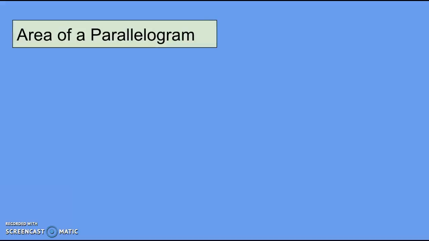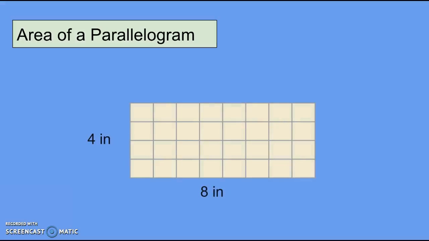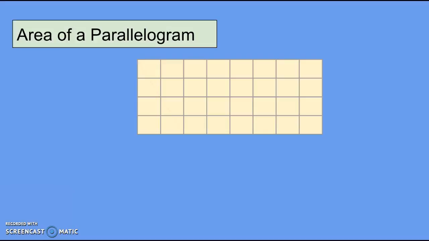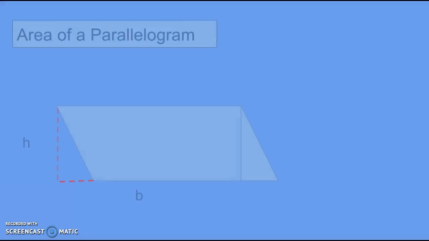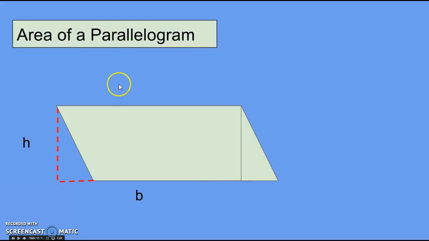Okay, our next figure is a parallelogram, and we are going to go back to that rectangle as our reference point. What we're going to do to this rectangle to create a parallelogram is cut a triangle off of one side, and we are going to take that triangular piece and slide it over across to the other side, which creates a nice little parallelogram.